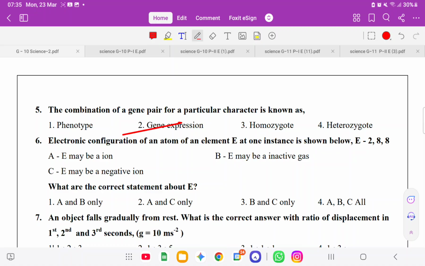Helium, neon, argon. This is argon, so it's an inactive gas. The electronic configuration here is that of argon. So E may be a negative ion. Yes, it is also possible: negative ion or positive ion. So all answers are correct.